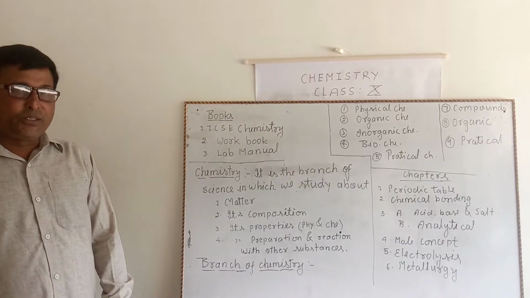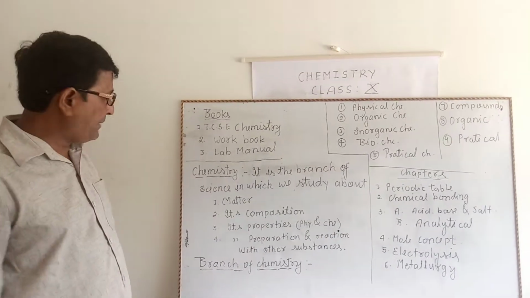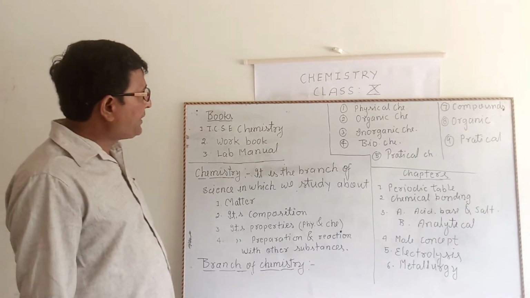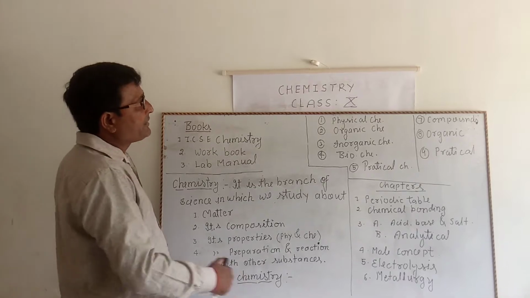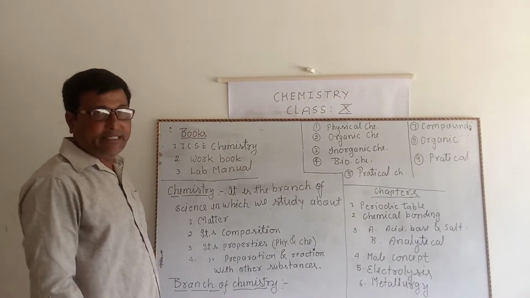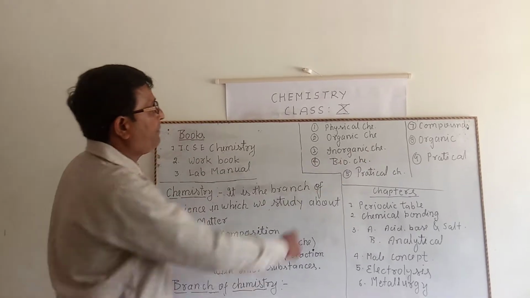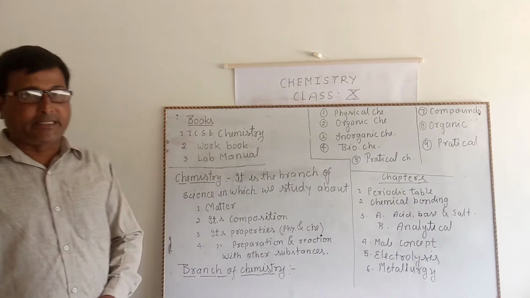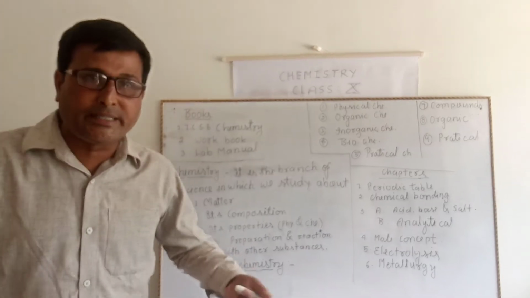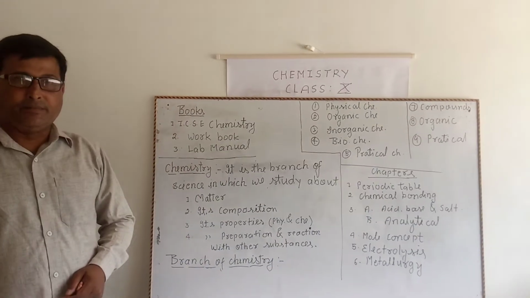Now, I am going to discuss the branches of chemistry. What are the branches of chemistry? I have mentioned them here. First one, physical chemistry. Second, organic chemistry, inorganic chemistry, biochemistry, and practical chemistry, that is called analytical chemistry. What you are doing in the lab is related to analytical chemistry.